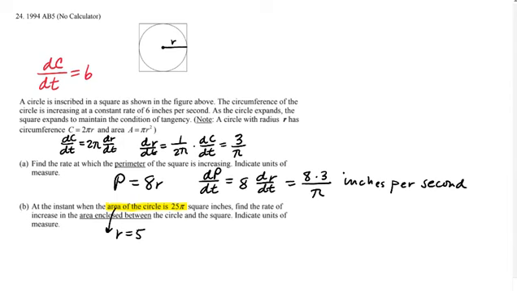Okay, now the area enclosed, it's an interesting thing. So the area enclosed is going to equal, well, the area of the square minus the area of the circle.